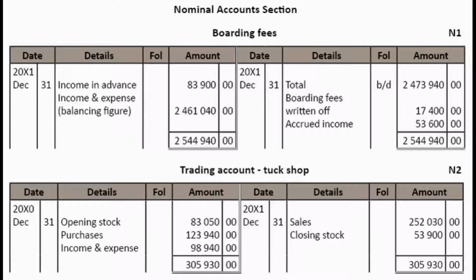The purchases, we also enter on the debit side. We close off purchases to the trading account. The purchases we get from the pre-adjustment trial balance, 123,940. And then we just need to get the balancing amount in that account, which we will transfer to the income and expenditure account. In this case, it's 98,940. It is the difference between the credit side and the debit side, the amount that we're going to transfer to the income and expenditure account.